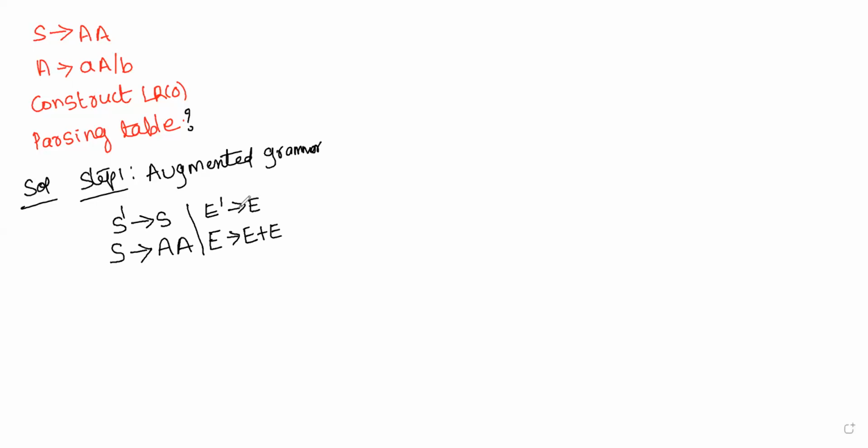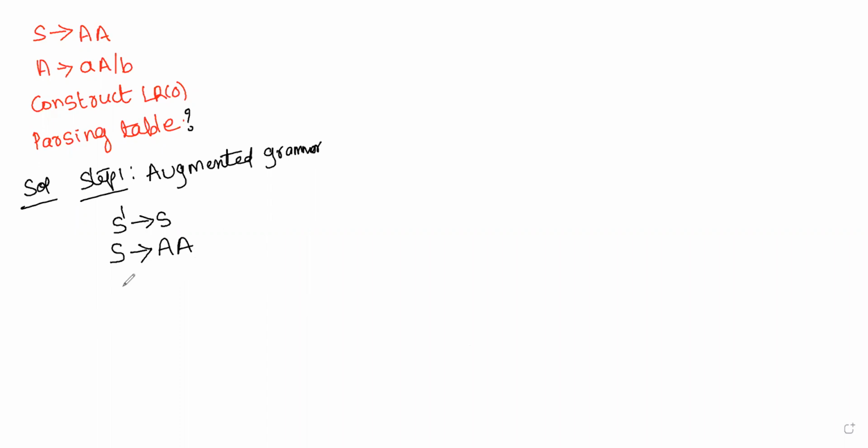We need to write it this way. This is called an augmented grammar. So the first step, we need to add the augmented grammar. The purpose of this augmented grammar is to indicate to the parser when it should stop parsing and announce the acceptance of the input. So this is called augmented grammar.